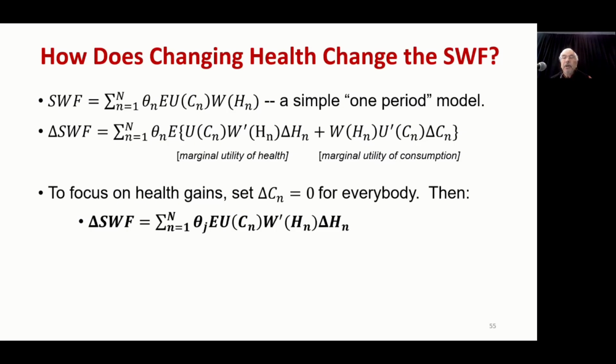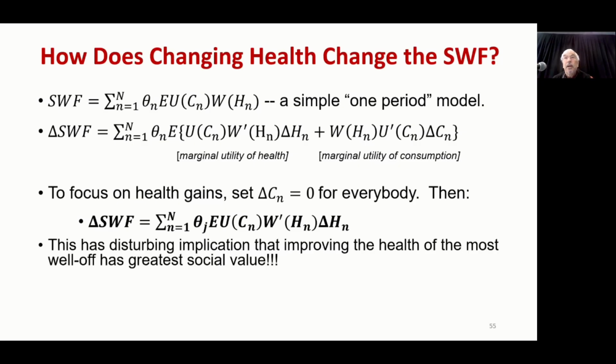And now we have this very simple social welfare function that says we're going to add up for all the people in the society, that's the summation, weighted by theta, the political weight, the expected utility of consumption, and marginal utility of health times the change in health. That's that UC times W prime, that's the marginal utility of health in the GRACE model.